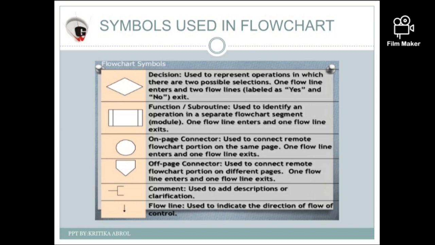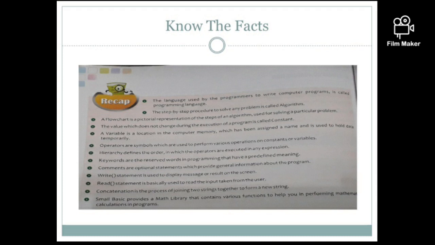Now let's take a quick recap of the chapter that we have just discussed. The language used by programmers to write computer programs is known as a programming language. It uses a certain set of instructions that are only understood by the users who have knowledge related to computers. The step-by-step procedure to solve any problem is called an algorithm. An algorithm is a brief description of steps that will help you to give error-free and efficient outputs. A flowchart is a pictorial representation of the steps of an algorithm.